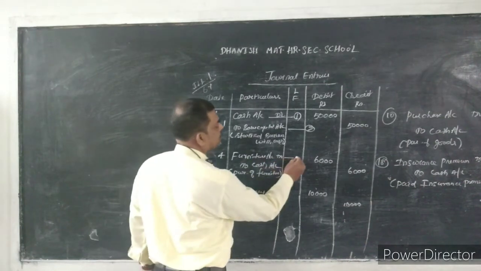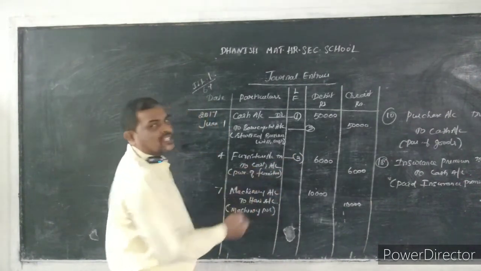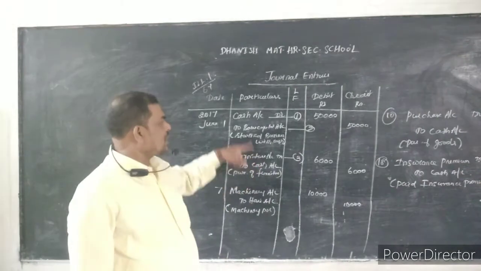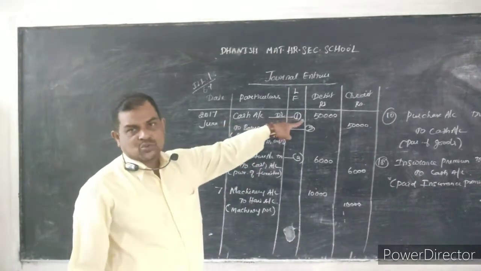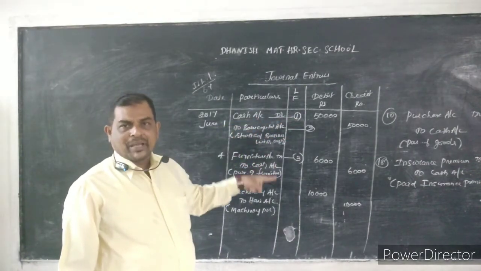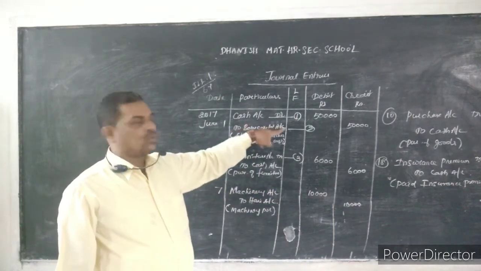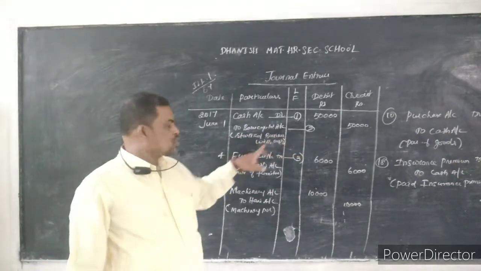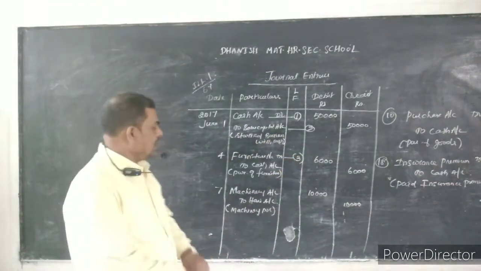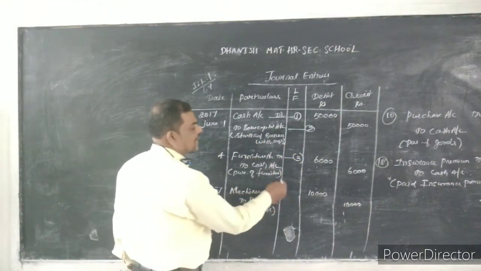Furniture account number 3. Again, if the cash account comes, you should not put a number because you already put the number; cash account is 1. If the same account is repeated, you don't put a new number. Already you put the number: cash account is 1, Basu's capital account is number 2, furniture account is number 3, and the cash account repeats. Machinery is new.